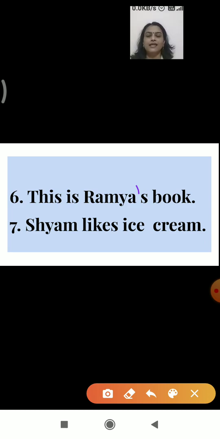Okay. Then comes the seventh one. Shyam likes ice cream. Now the full stop is given. The capital letter is also there. What do you think will be the answer? Shyam likes ice cream. So don't you think ice and cream is a hyphenated word? Yeah, so you'll put a hyphen there. Okay, Shyam likes ice-cream.